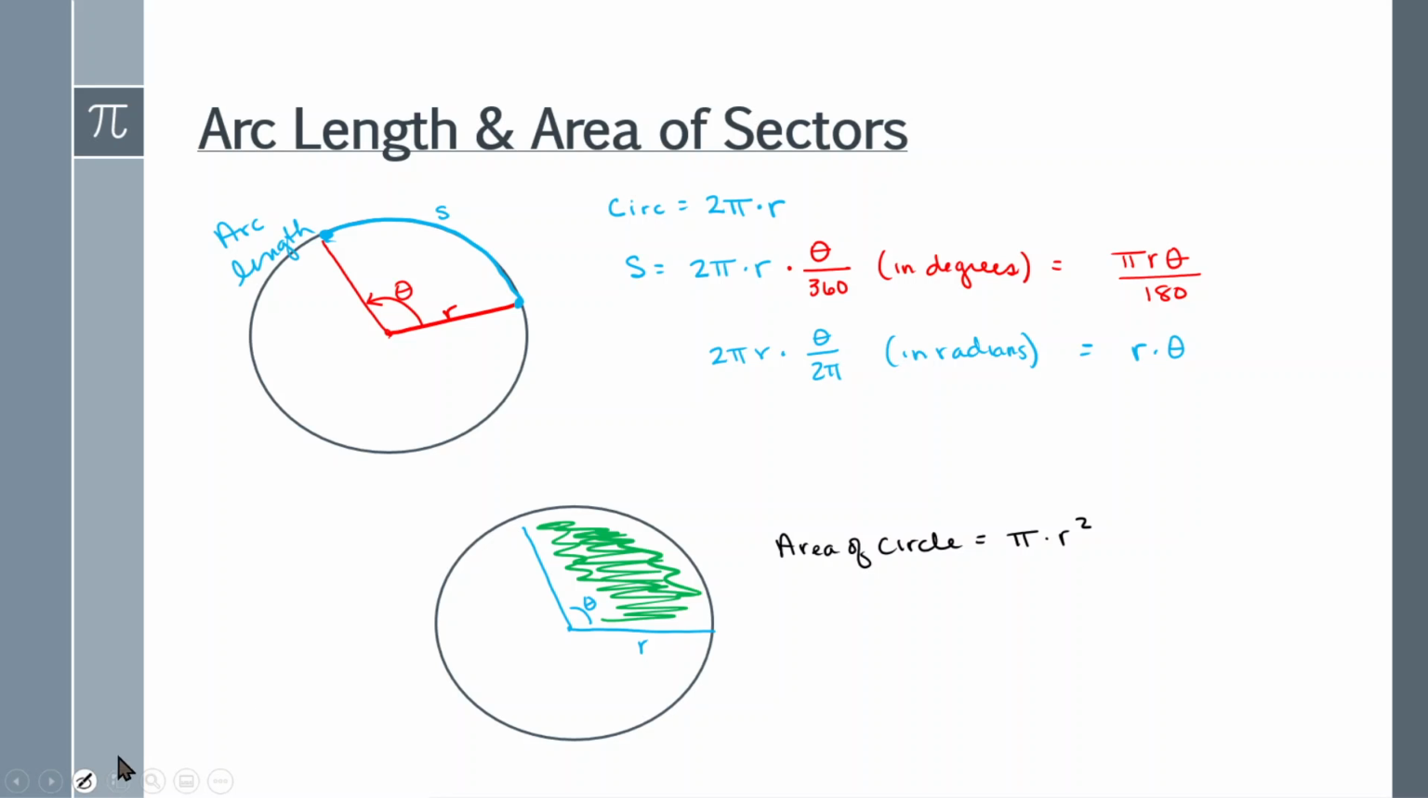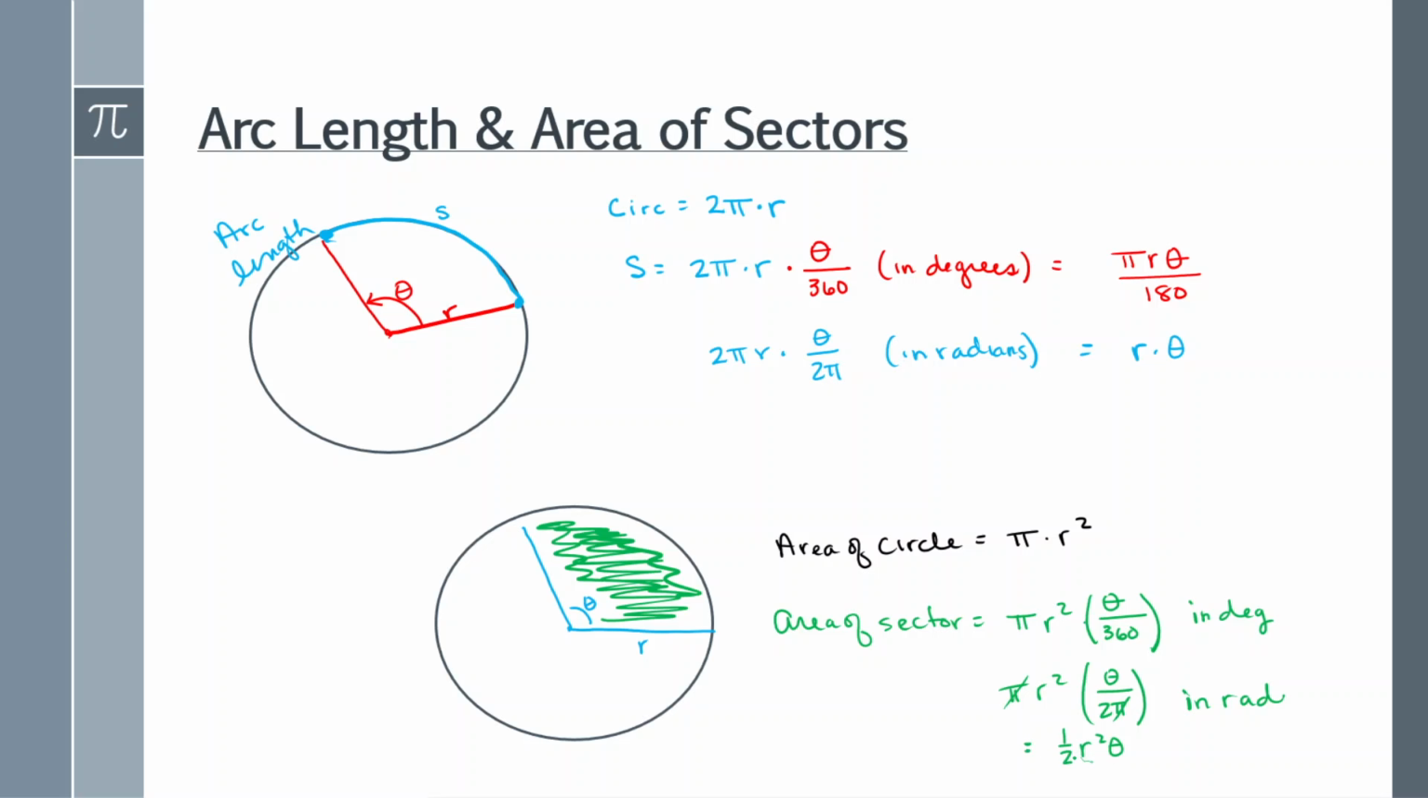The area of the sector then is going to equal that pi r squared times whatever portion of the circle we're making. Depending on whether we want to be in degrees or in radians. Now notice on this bottom one, the pi's do cancel, and I end up with r squared theta divided by 2. So you might see it written like this.